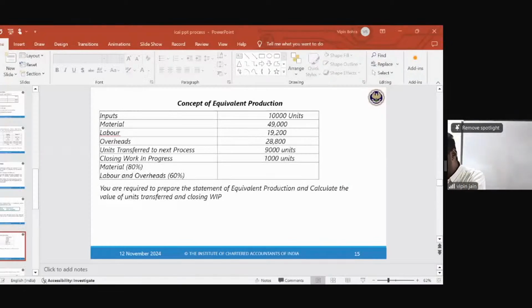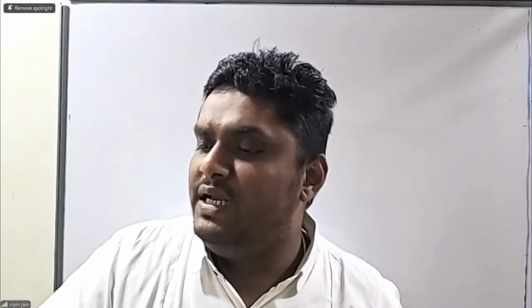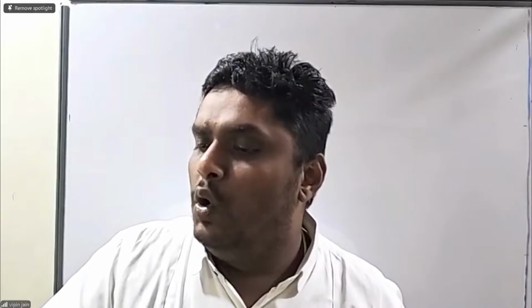I'm sharing the screen for your reference. You guys can take the screenshot also. So let's start with this question, the concept of equivalent production, wherein the inputs are 10,000, material is 49,000, labor is 19,200, overheads are 28,800, units transferred to the next process is 9,000, closing work in process is 1,000 units.